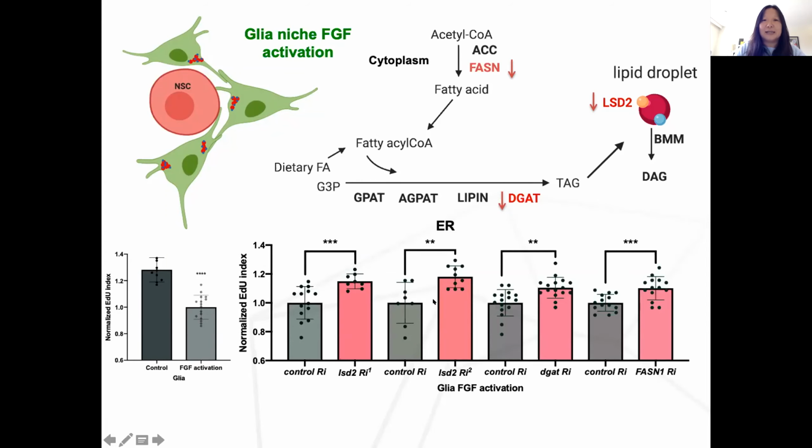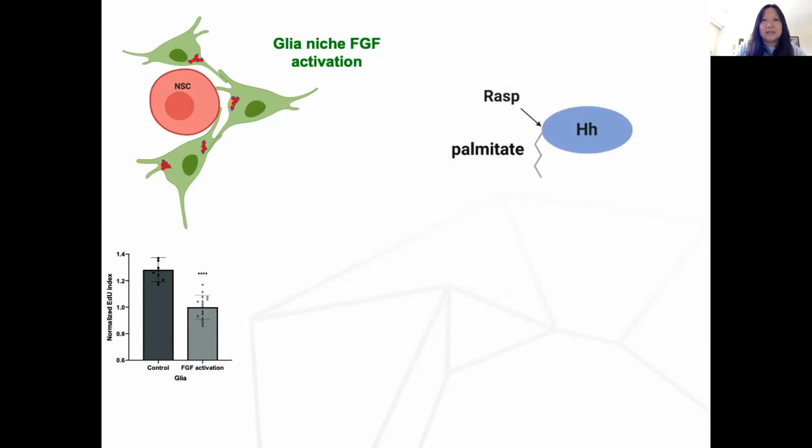So this suggests that lipid metabolism genes also lie downstream of FGF activation in the glia cells. So finally, she went back to test the hypothesis that it is post-translational modification of the hedgehog molecule that is critical for the ability of hedgehog that's made in the glia niche to activate hedgehog signaling in the neural stem cells.